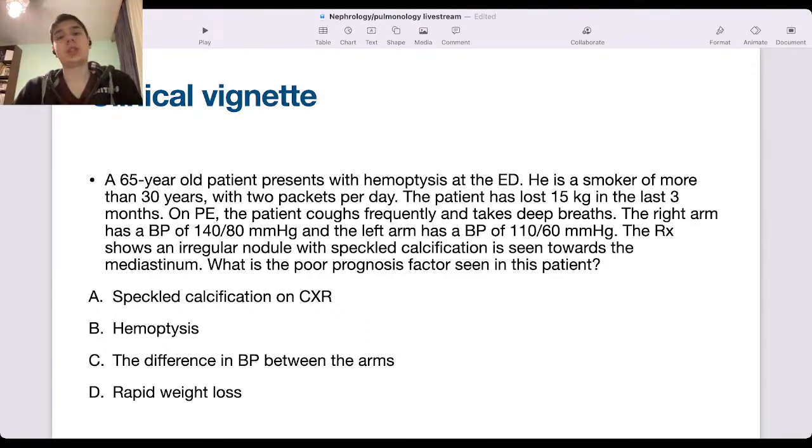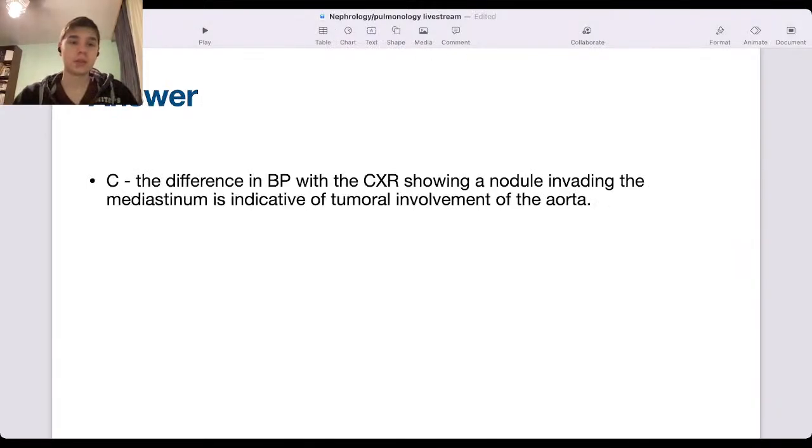However, on the chest X-ray, it is said that the patient has a nodule that invades the mediastinum. This means that there are rare cases when the tumor invades the aortic arch. The moment we have invasion of a structure such as the aorta, but also it could be the recurrent laryngeal nerve, for example, and the patient could present with hoarseness, then it means that it's not surgically resectable. This is a sign of poor prognosis. So the correct answer is C. The difference in blood pressure with the chest X-ray showing a nodule invading the mediastinum is indicative of tumoral involvement of the aorta.